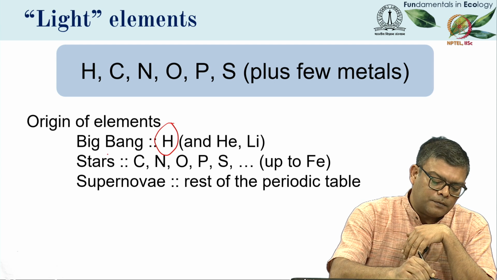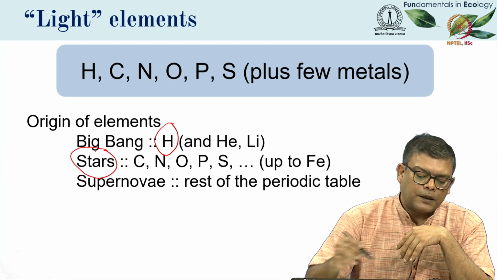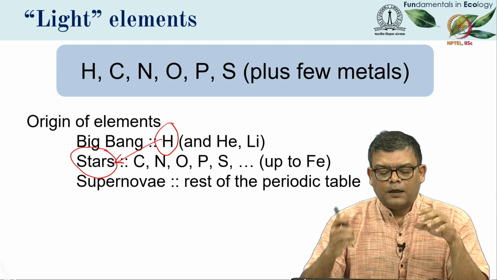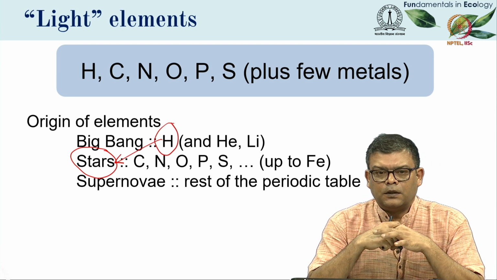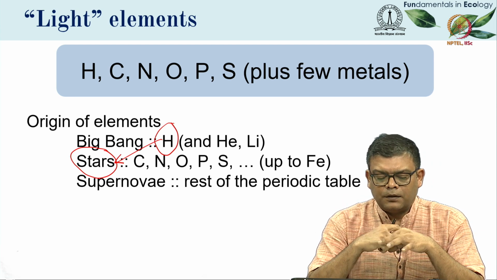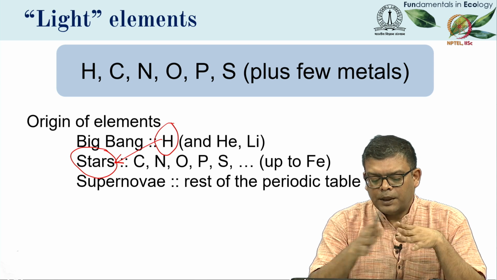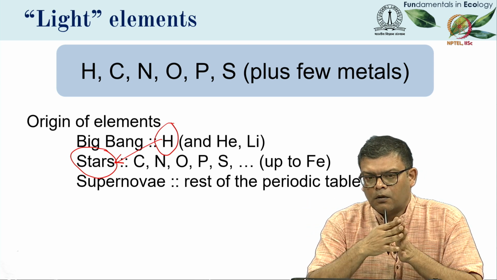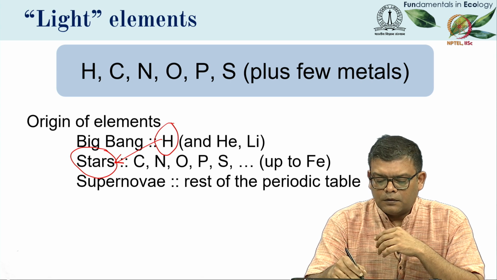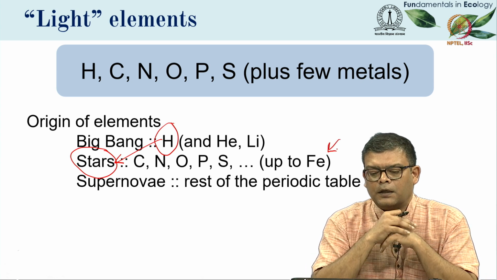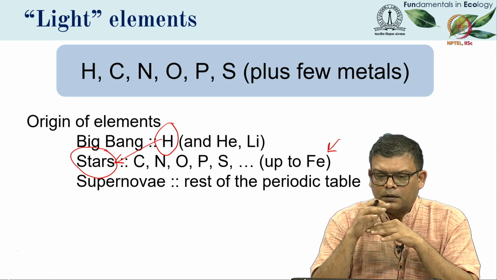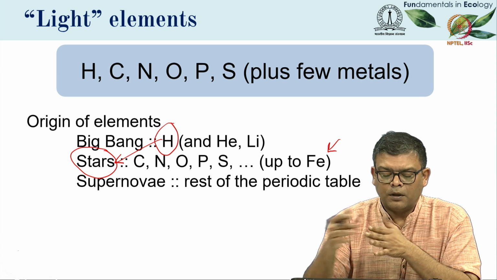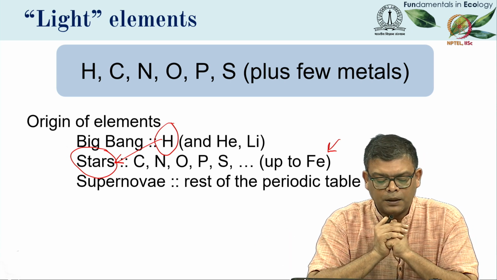These came from stars. This hydrogen went into stars, and in the core of these stars there are nuclear fusion reactions which created many more elements: carbon, nitrogen, oxygen, phosphorus, sulfur, all the way to iron. Stellar synthesis stops at iron, and the periodic table is still unfinished. We still have more elements beyond iron which have not been formed yet.